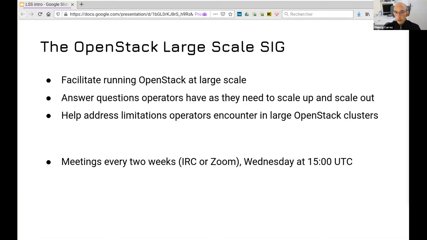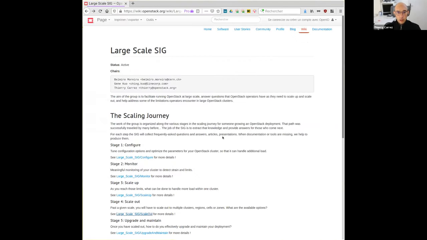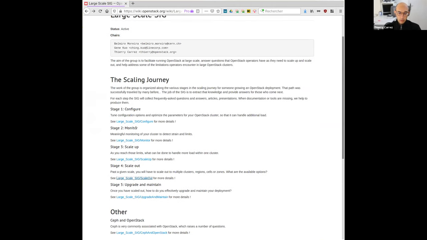And to give you a quick view of the product of the Large Scale SIG, we have this wiki page here that describes the scaling journey. And basically it goes from configuring the deployment for preparing for scale, monitoring the addition of load on your cluster to detect the strain, the limits, then scaling up to a certain point, at which point you have to scale out because you hit limitations in terms of scaling up a single cluster.